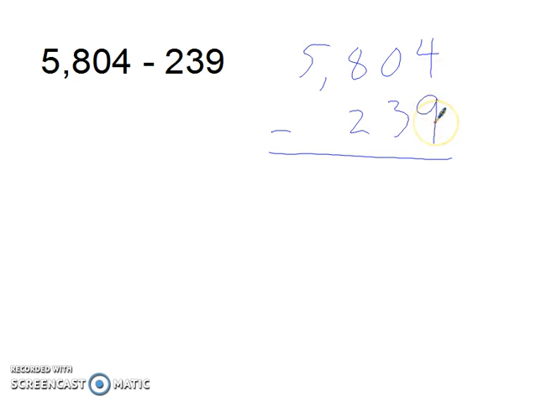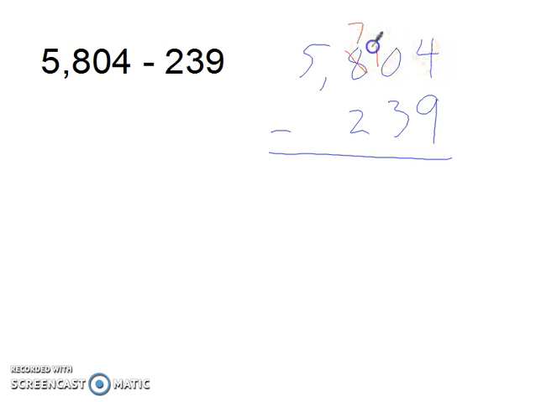4 minus 9, I can't do that, so I run over to my neighbor. Hey, neighbor, can I borrow from you? Nope. But I have a rich neighbor I can go to. So the 0 goes to the 8, borrows from him. If you borrow 1 from the 8, it goes to a 7. You're always borrowing 10, so I put it right in front of the 0. I had 0, I borrowed 10, I now have 10.